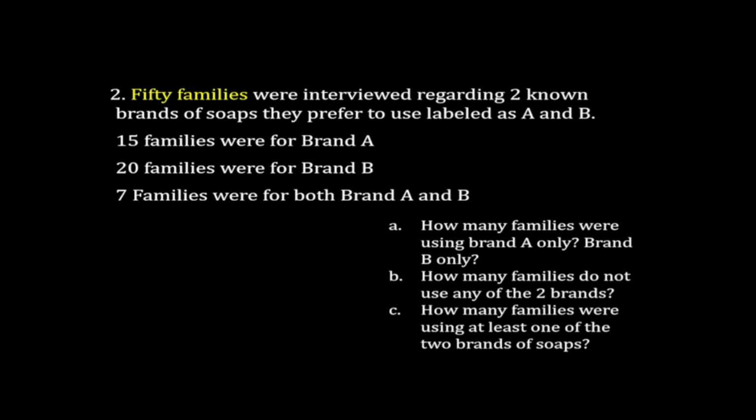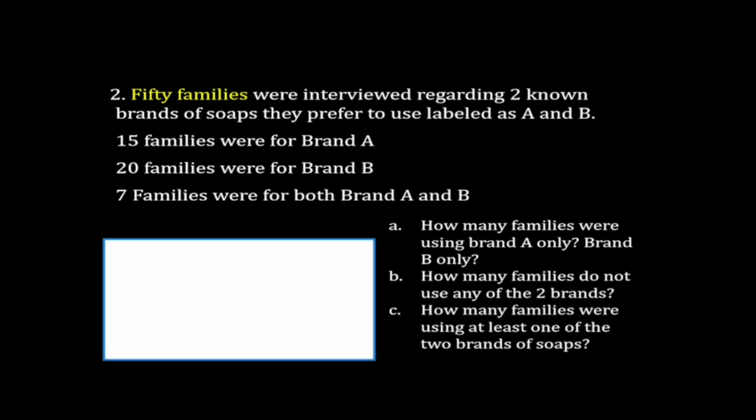How many families were using brand A only? And how many families were using brand B only? For letter B, how many families do not use any of the 2 brands? And letter C, how many families were using at least one of the 2 brands of soap? So before we answer this question, we'll represent it in Venn diagram. So take note, the universal set, we have 50 families being interviewed with these 2 brands of soap. Take note that we have brand A and brand B as well.